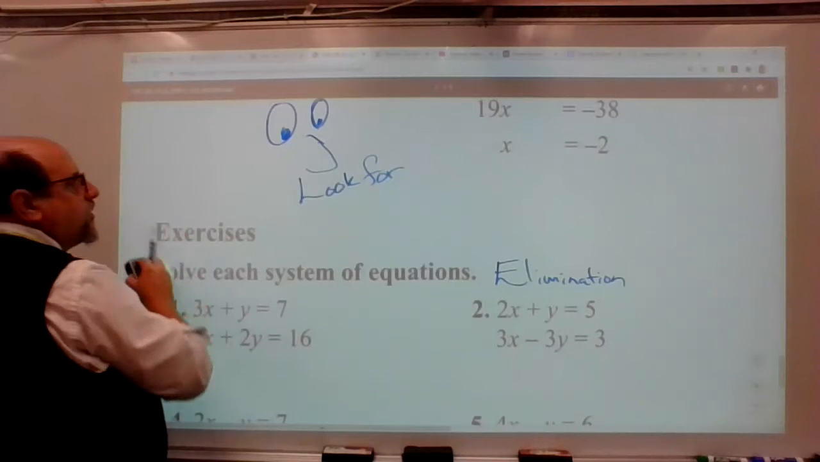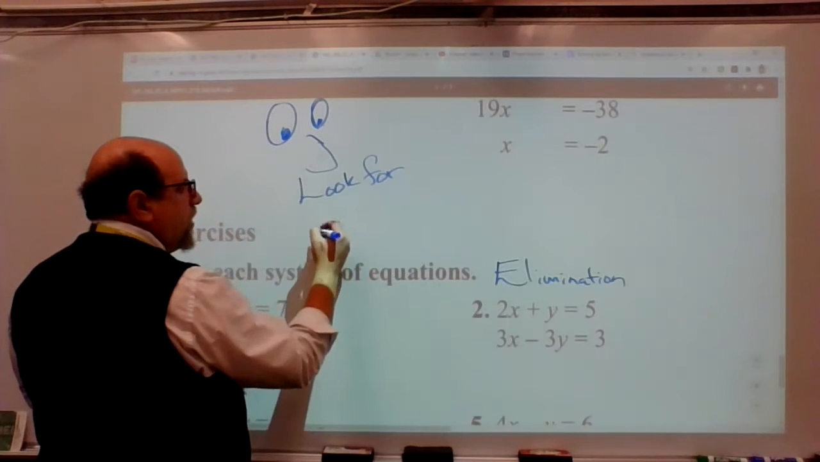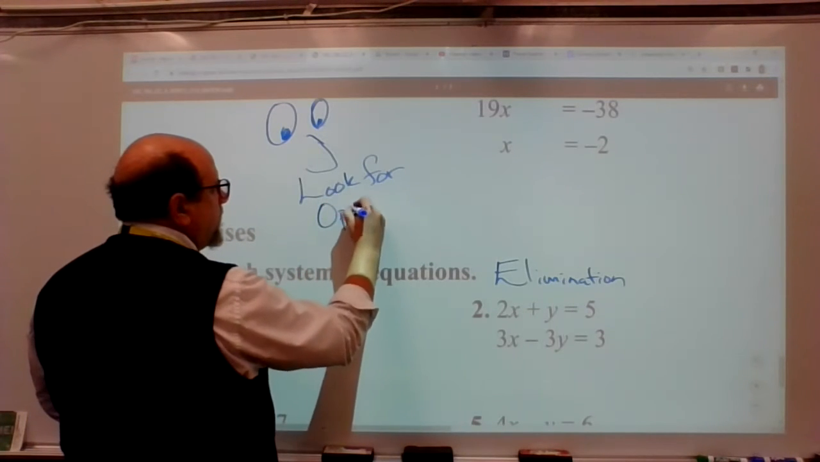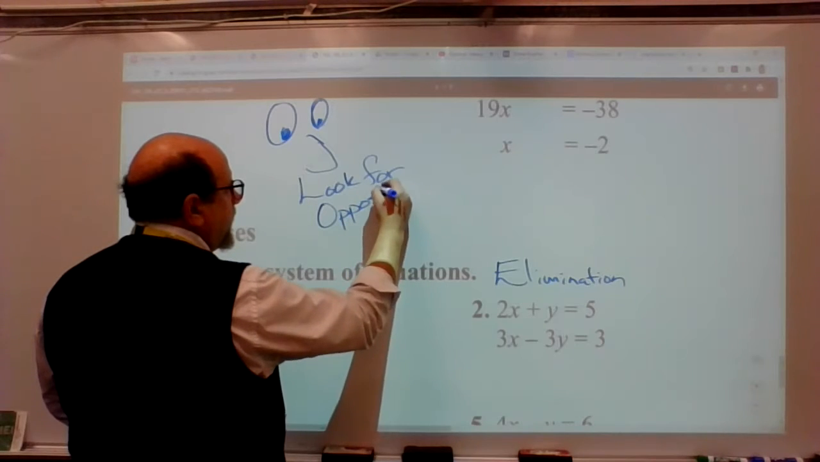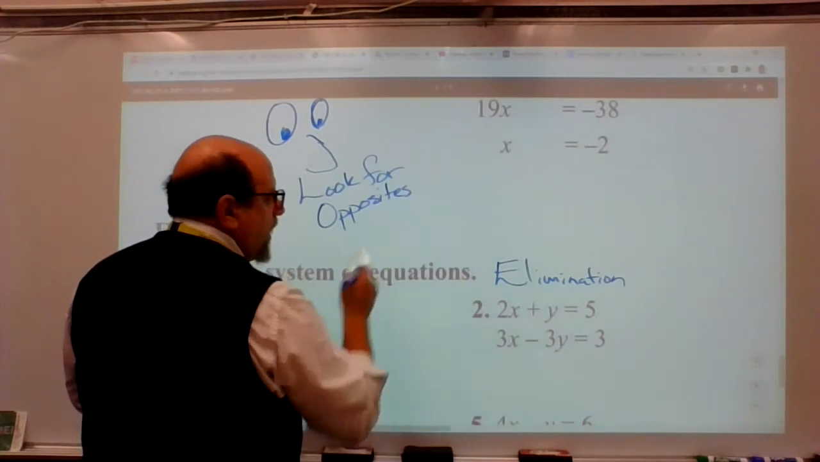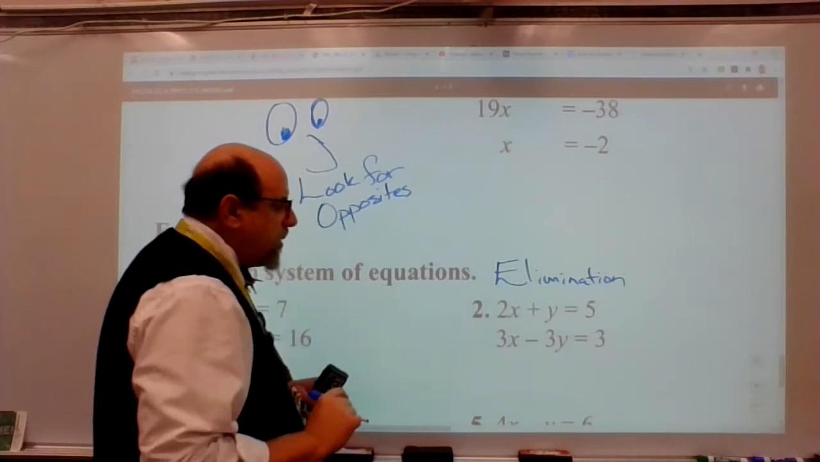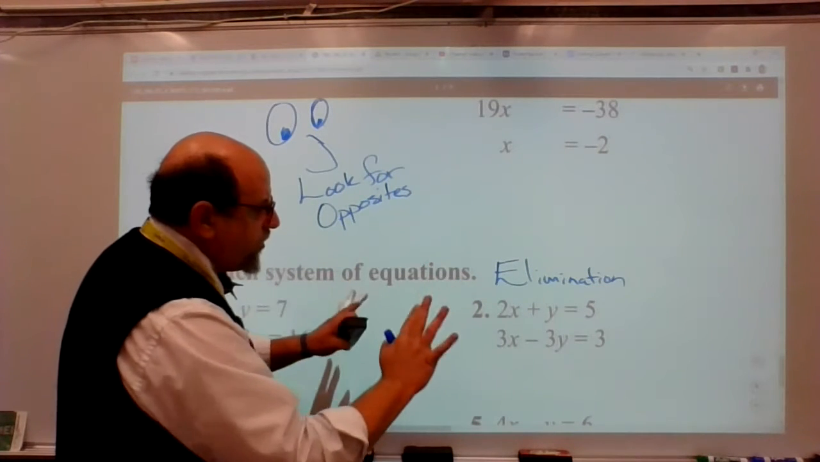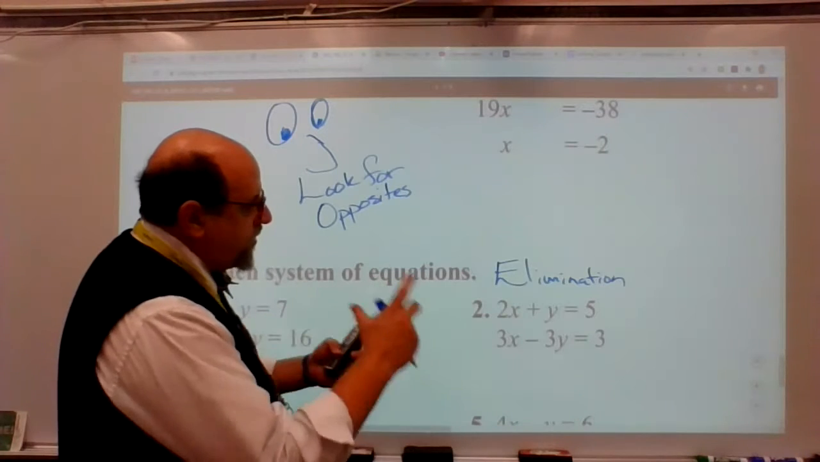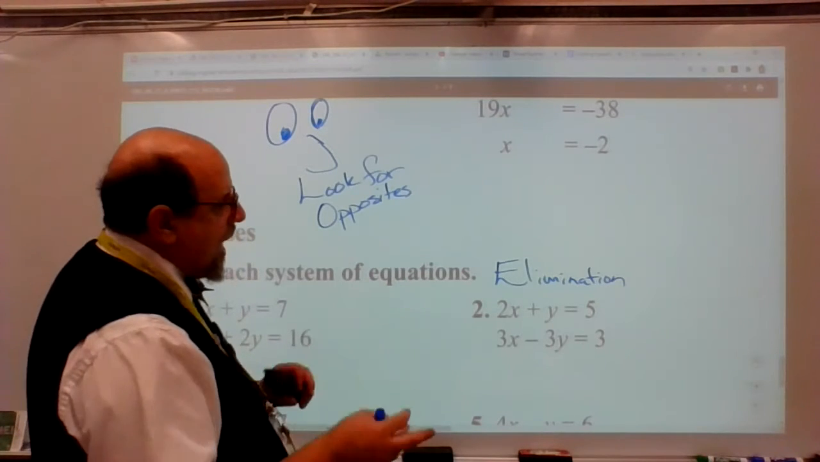All right, that was substitution. Let's look for opposites. And then we'll do elimination. And I'm going to do my elimination up here because I have lots of space up here. But first, I want to find something I'm going to be able to add or subtract.